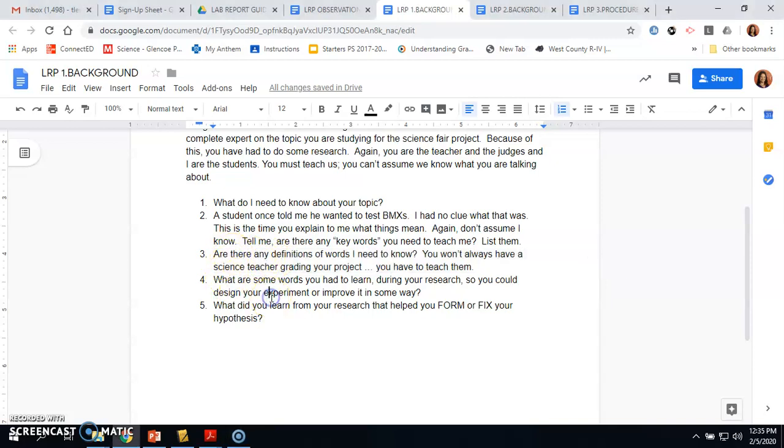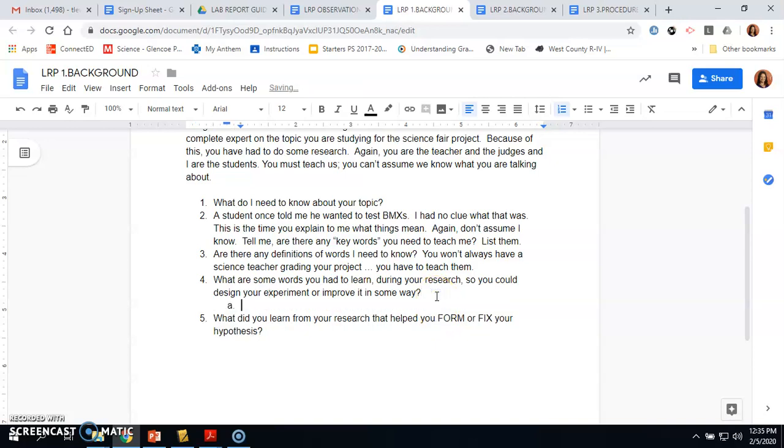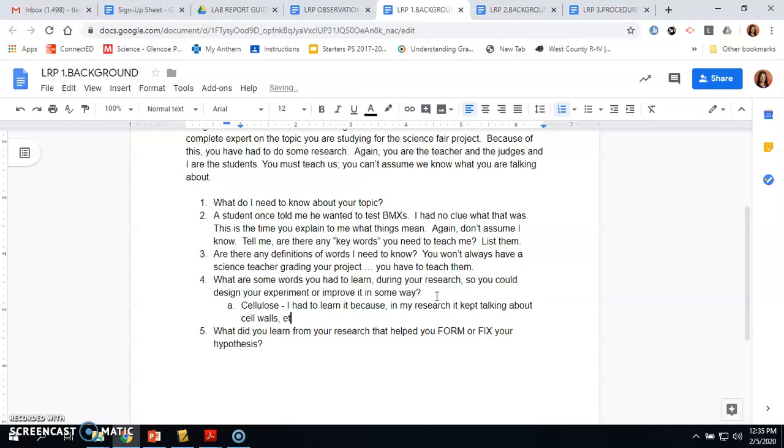Number 4. What are some words you had to learn during your research so you could design your experiment or improve it in some way? So again, you might use the example cellulose. Okay? Cellulose was something you had to learn. And then you're going to add why you had to learn it. I had to learn it because in my research, it kept talking about cell walls, etc., whatever it is that it tells you. Okay, explain why you had to learn that word.